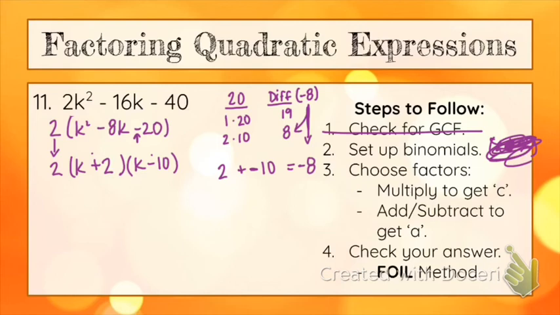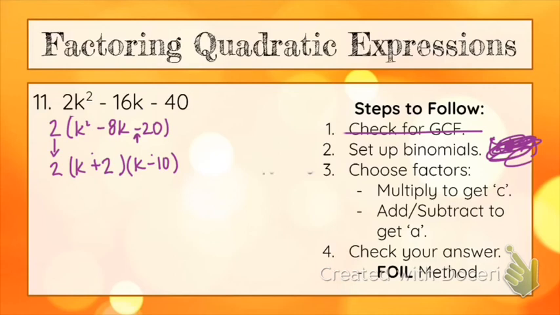And just to mentally make sure we're on the right track, instead of doing the whole FOIL method, you can just ask yourself, does positive 2 times negative 10 equal negative 20? Yes, it does. Does positive 2 plus negative 10 equal negative 8? Yes, it does. So most likely you are correct, and this is your answer.